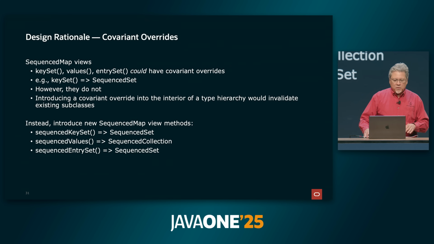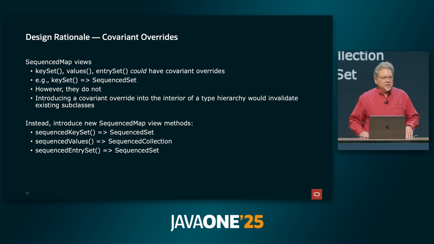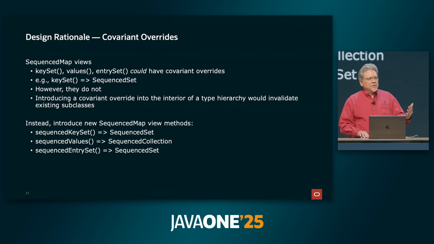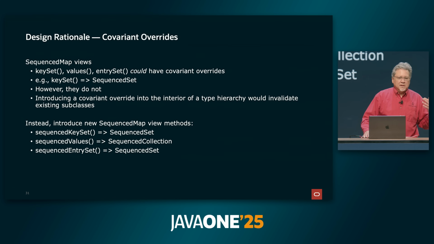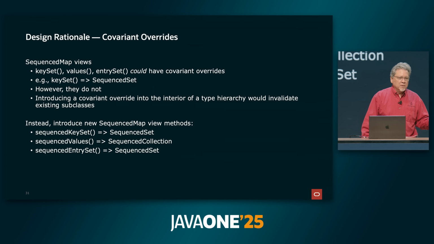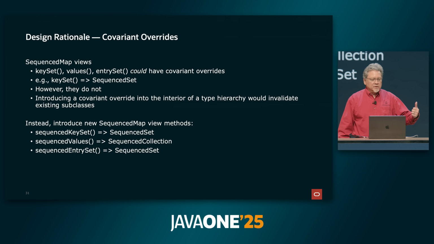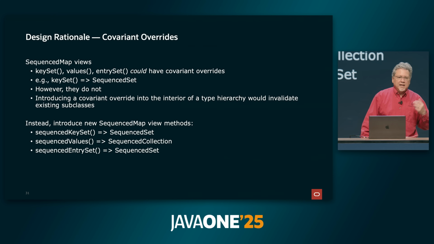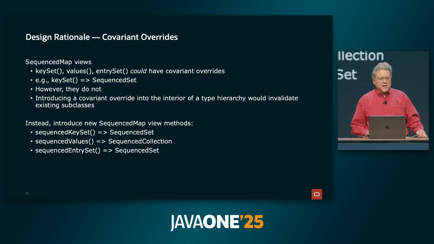There's a similar thing going on here. There are some compatibility issues that I spent a lot of time on. In a sense, if you have a SequencedMap, you might expect that the key set would also be a SequencedSet. But actually, that causes a compatibility problem because it could potentially break subclasses. So what I did instead was add three parallel methods: sequencedKeySet, sequencedValues, and sequencedEntrySet. And those are how you get the sequenced versions of the map views.